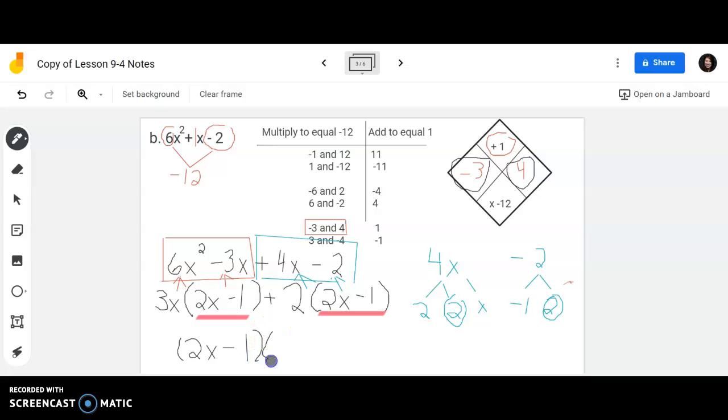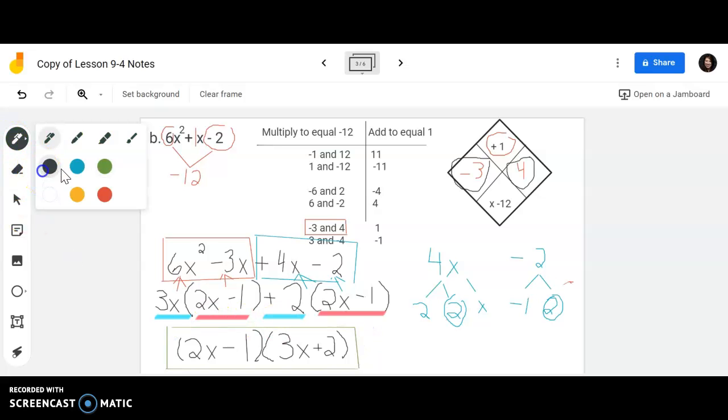And then the other factor is going to be what's left over, 3x plus 2. So our other factor is 3x plus 2. And so our final answer is 2x minus 1. That's one factor, and 3x plus 2. And what we're saying is that if we were to multiply those together, we'd get our original trinomial.